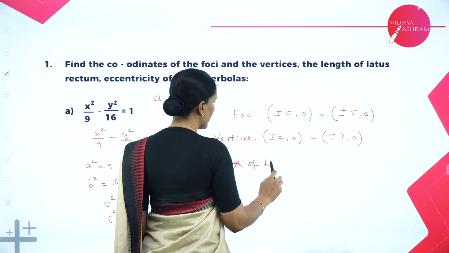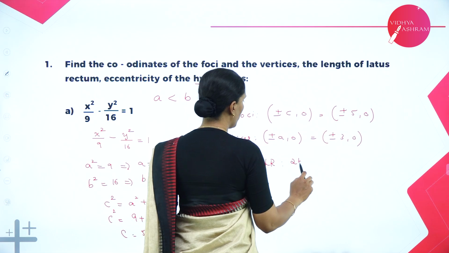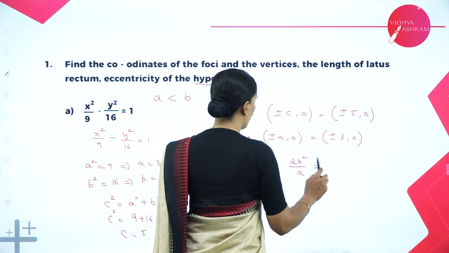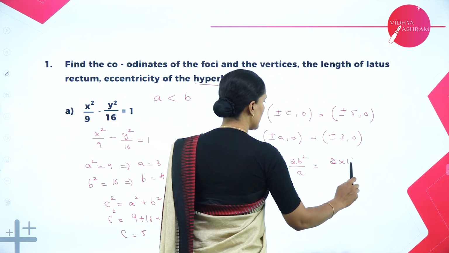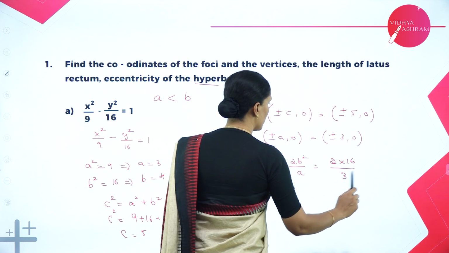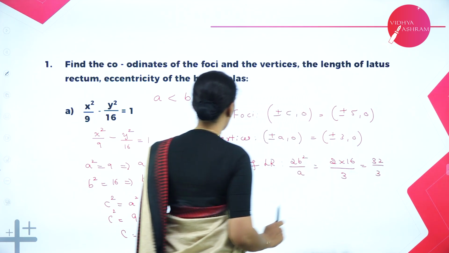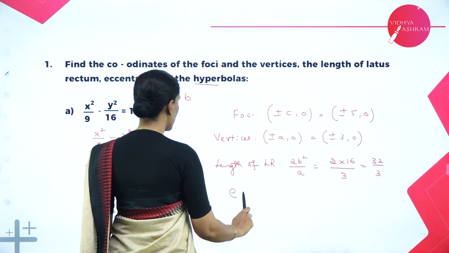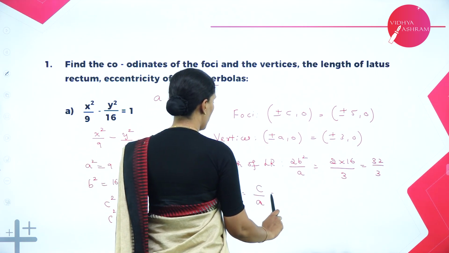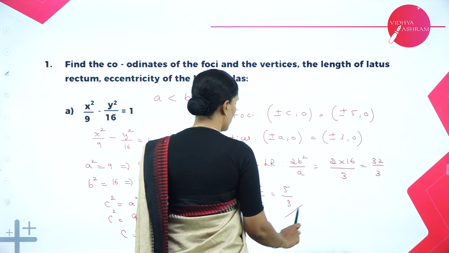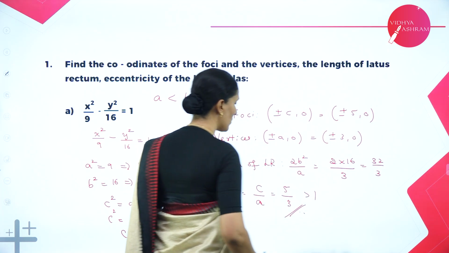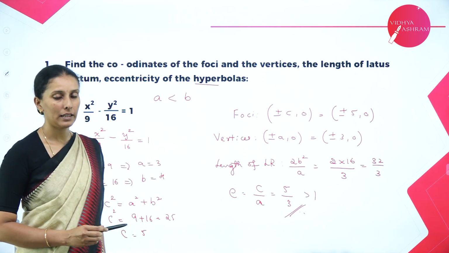The length of the latus rectum here also is 2b square by a, which is equal to 2 into 16 by 3, which is 32 divided by 3. The last one we have is eccentricity, which is c by a, which is 5 by 3. So clearly you can observe here that the eccentricity of a hyperbola is always greater than 1.